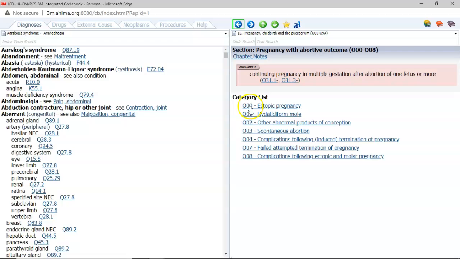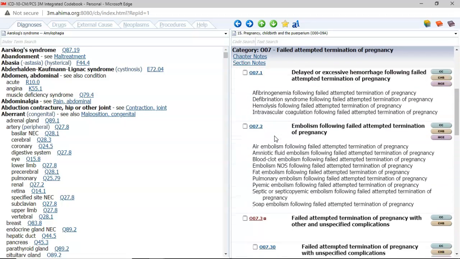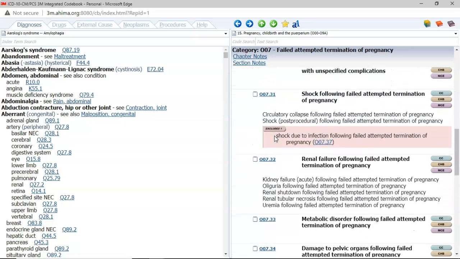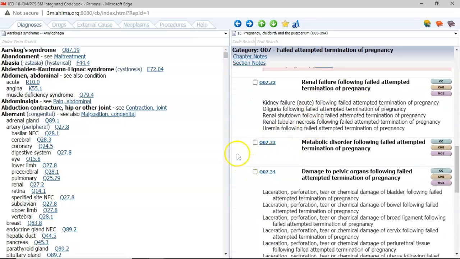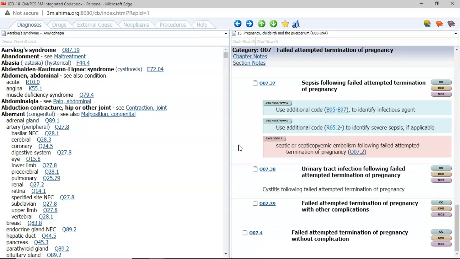Now I want to go and look at category O07. This is a failed attempted termination of pregnancy. So basically the patient came in to have an abortion, and it was a failed attempted termination of pregnancy. And there can be a number of problems with that. The patient maybe delivers a live infant, and we'll look at that in a few minutes. But you'll see that the same complications are included in this category as in the O03.